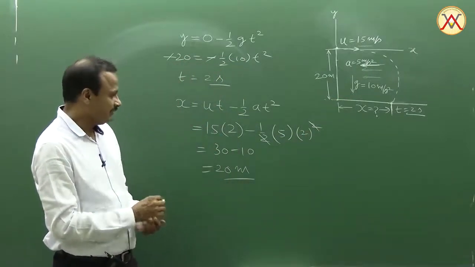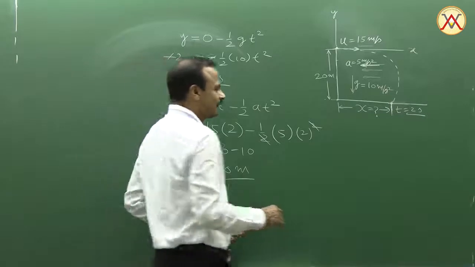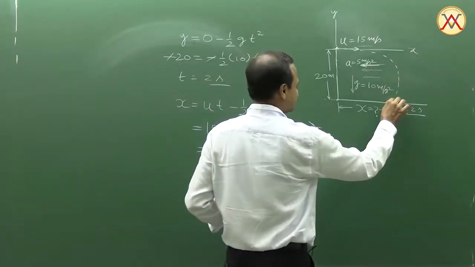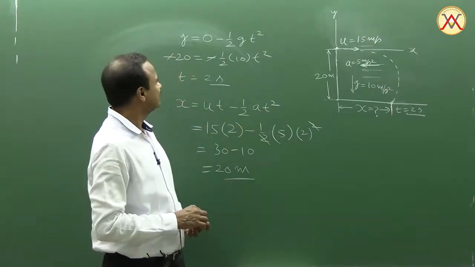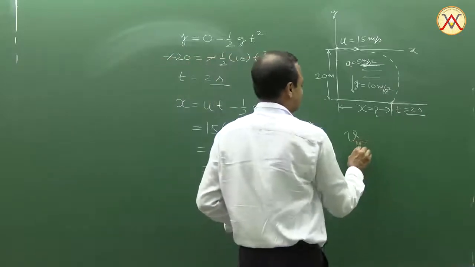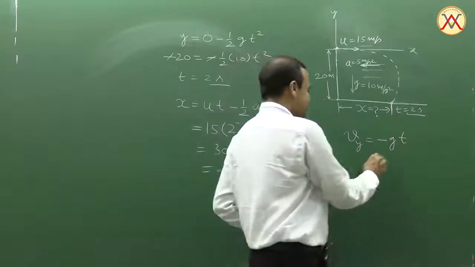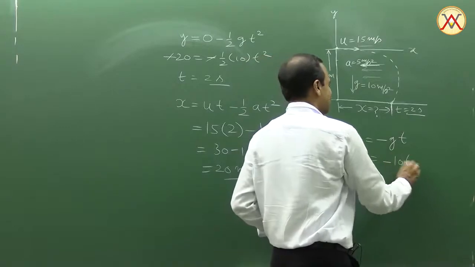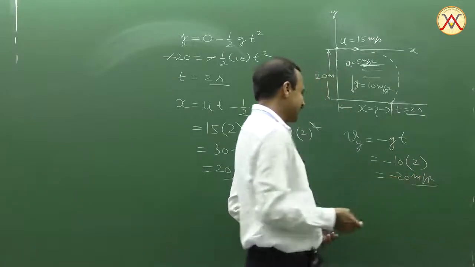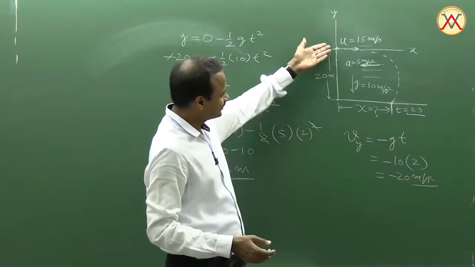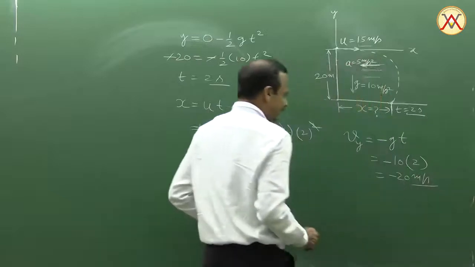Now we can add some more parts to this problem. Suppose we are asked with what velocity the particle hits the ground. So we need x and y components. The y component we can get simply: V_y is minus g t, because u_y is 0. So this V_y is very simple: minus 10 times t, which is 2, so it is minus 20 meters per second. After 2 seconds of motion, freely falling from rest, it should be 20 meters per second downwards.